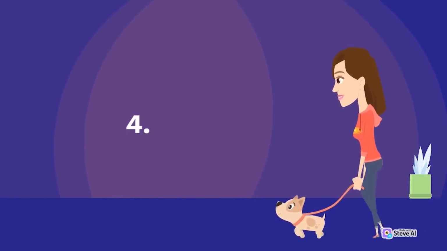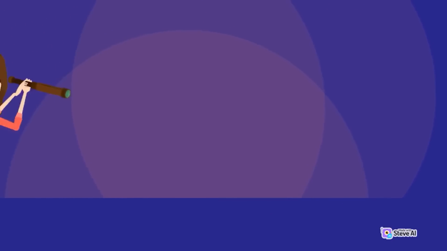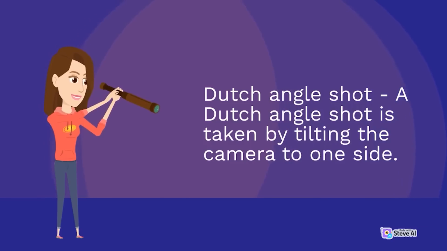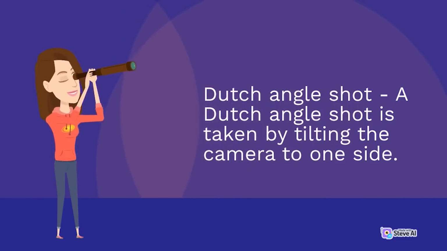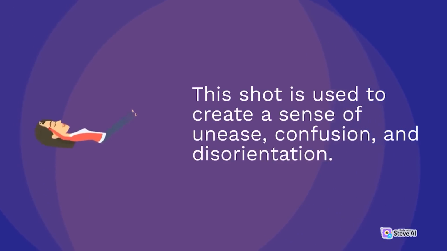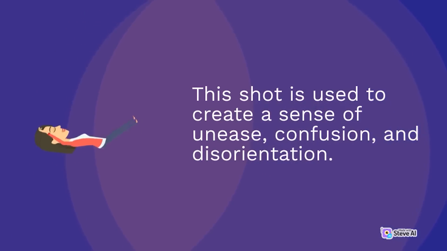4. Dutch angle shot. A Dutch angle shot is taken by tilting the camera to one side. This shot is used to create a sense of unease, confusion, and disorientation.